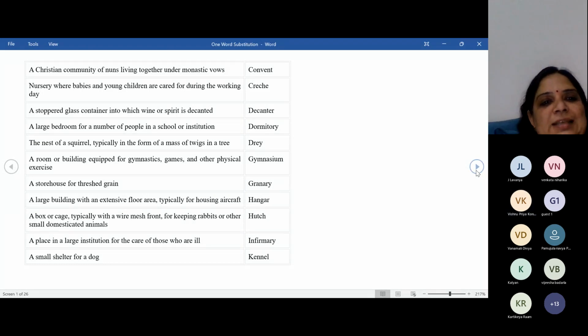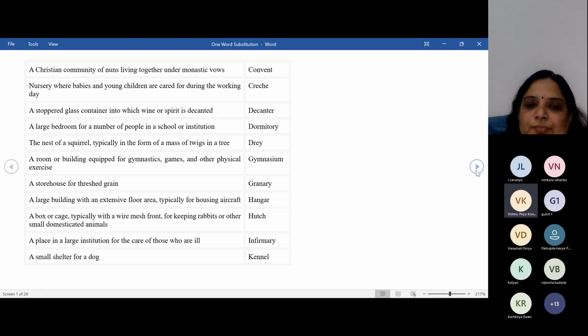A stoppered glass container in which wine or spirit is decanted is called a decanter. It's like a bottle with a glass top. A large bedroom for a number of people in a school or an institution, what is it called? Dormitory. A nest of a squirrel, typically in the form of a mass of twigs in a tree.